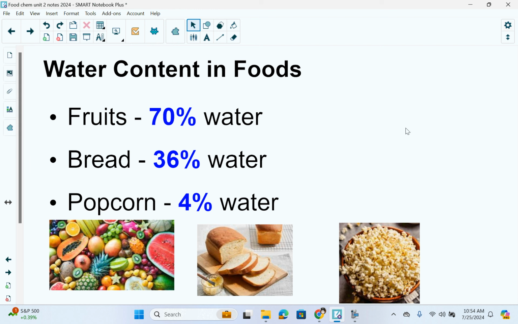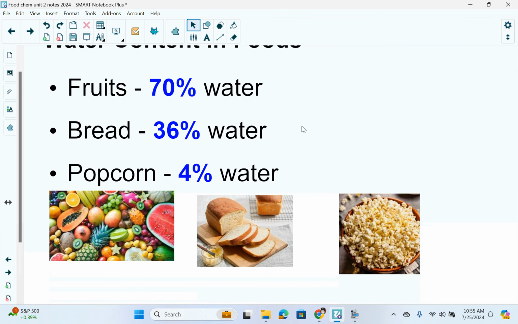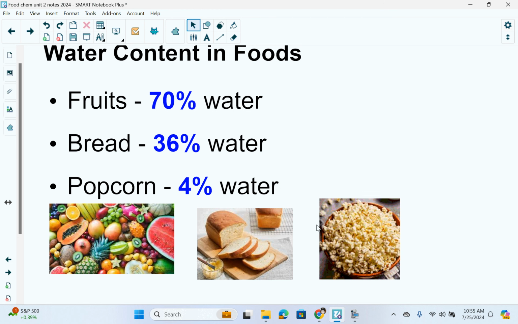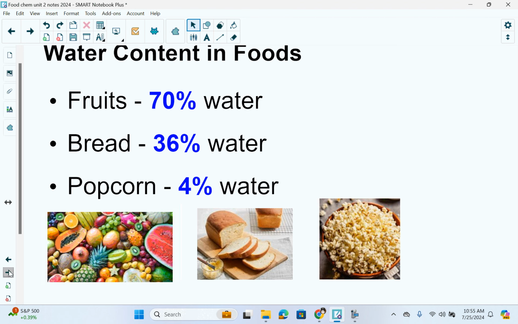All right, let's talk about the water content in foods. This should make sense, right? The drier the food, the less water. So fruits can have up to 70% water. Bread's about 36%, because you can slice it, right? And then popcorn about 4% water. It does have water in there. That's how the corn pops, right? Especially when you put it in the microwave. It's going after that little bit of water in the popcorn kernel, and then it bursts open.